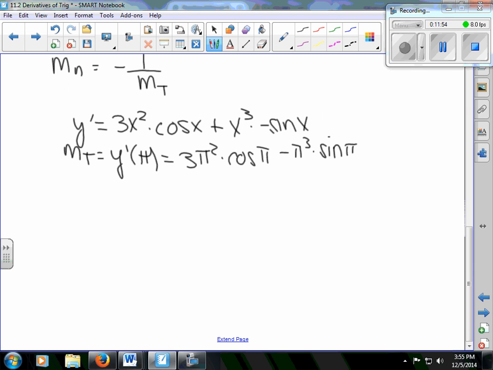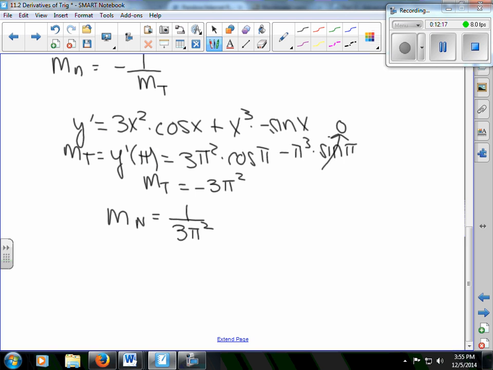All right, and the cosine of pi is negative 1, and the sine of pi is 0. And so my slope of my tangent line is negative 3 pi squared. Therefore, my slope of my normal line, which is the line I'm looking for, that'll just be 1 over 3 pi squared, since it's the opposite reciprocal.